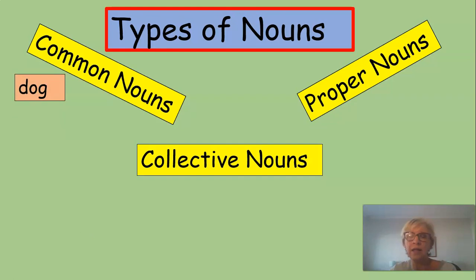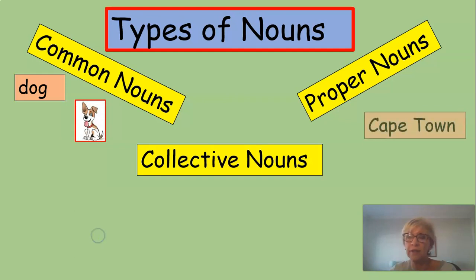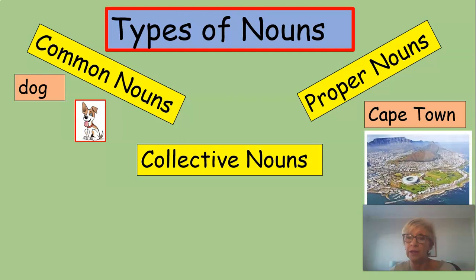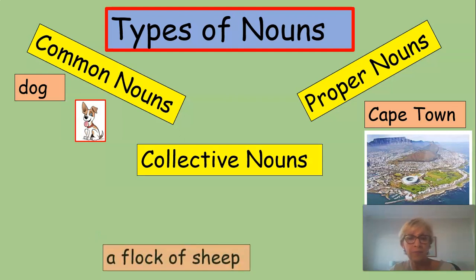A common noun is a name of something that is everyday, that we see around us all the time, hundreds and hundreds of thousands of common nouns. So dog is a common noun. And it doesn't start with a capital letter. Proper nouns, on the other hand, are special names of certain things. For instance, our city, Cape Town. Or if you live in Durban, or Johannesburg, or East London, or London for that matter.